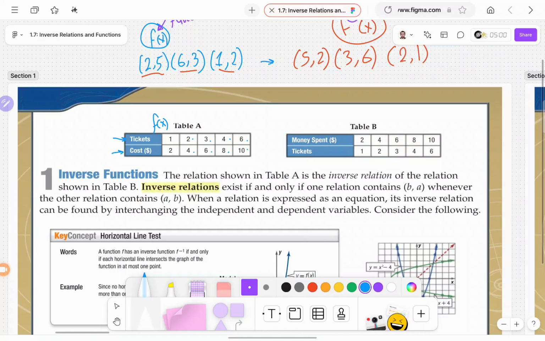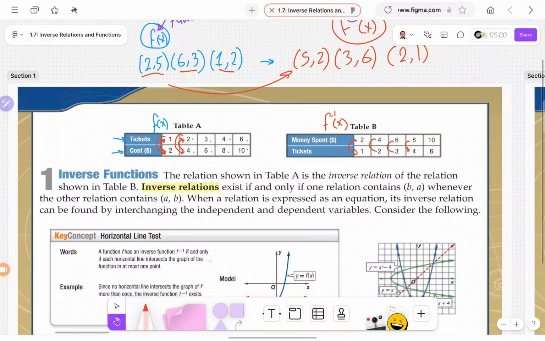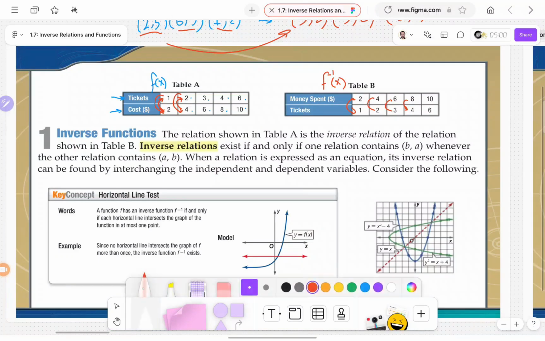Now to find the inverse of the function, we are going to do the same as we did here. We just switch between the numbers. This 2 should be here and 1 should be here. So it will be (2, 1), (4, 2), (6, 3), (8, 4), (10, 5). You have to switch between them. So this is the function here, and this one is f to the power of -1 of x. So this one is the inverse function. Now I just explained to you what's written here, so we're not going to read this one.